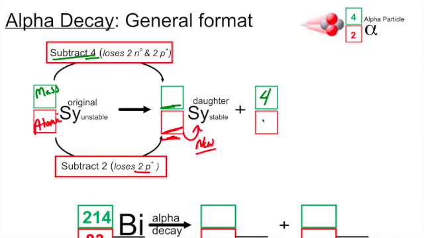And then where do those 2 protons that came out go? Right over here. So we have 4 over 2. If you look on the periodic table, what's got an atomic number of 2? Helium. Or you could write the Greek symbol for alpha.